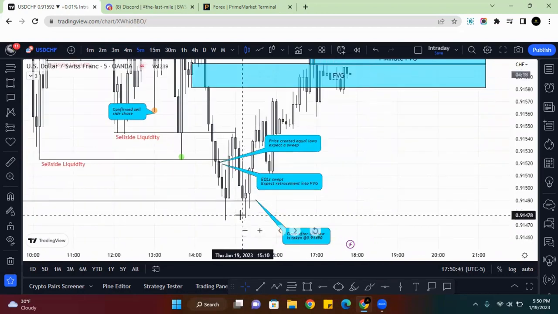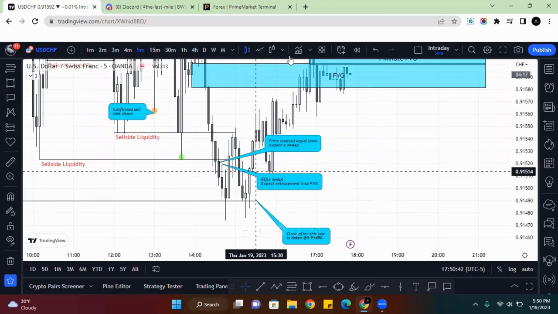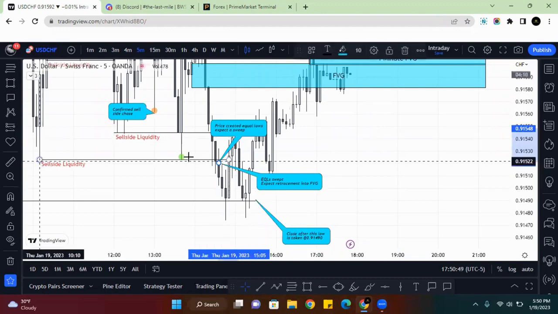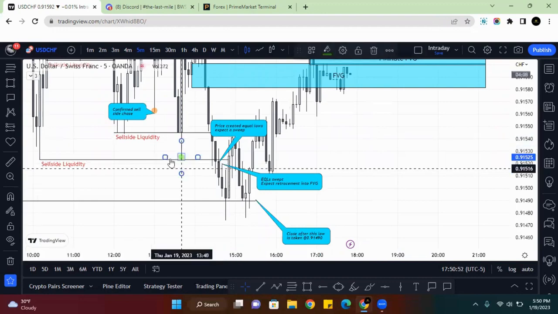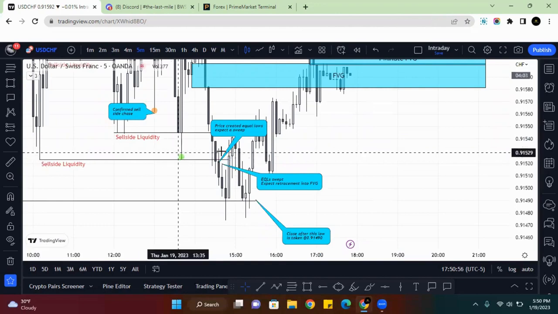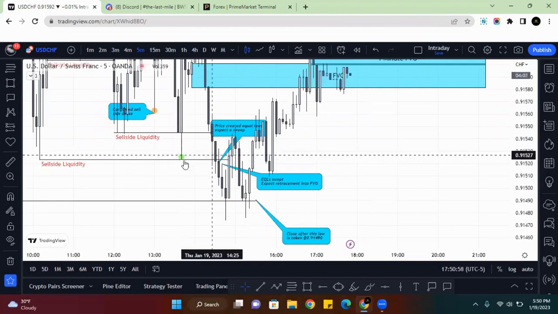And then once again, what's the next thing that literally has to happen, right? So price created equal lows right here. You can see that right here. This wick and this wick are almost identically equal. Drop one in the chat box if you can see that too. Almost to the pip, almost. It's not a coincidence.